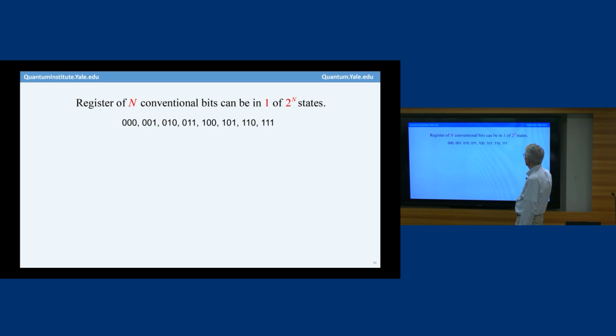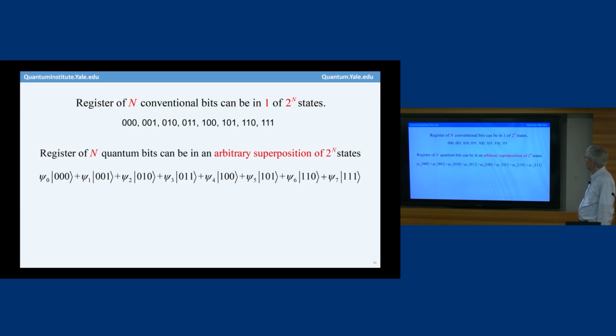One of the weirdnesses is the superposition principle. If I have a register of n, let's say 3 classical bits, the register can be in one of 2 to the n possible states, either this one or that one, representing the binary numbers from 0 to 2 to the n minus 1, 0 to 7. But a register of quantum bits can be in an arbitrary superposition of all of the states with arbitrary complex coefficients in front of them.